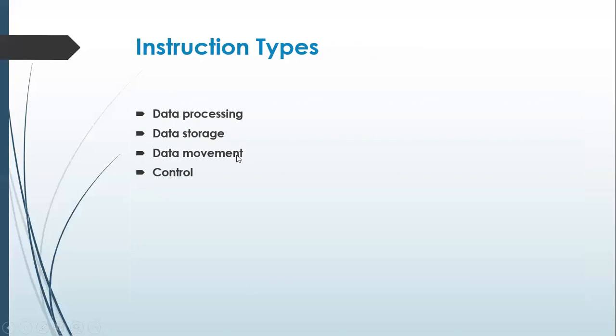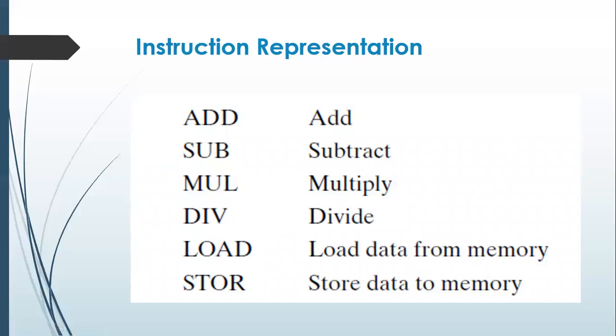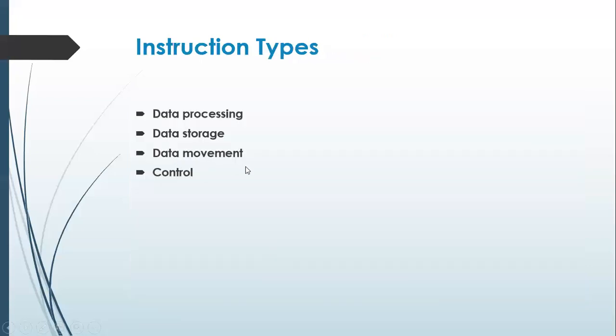Now, next is data movement instructions. A data movement instruction is something like this: load. You are copying data from memory into your processor's register, or you are copying data from one memory location into another memory location. So these will be data movement instructions.